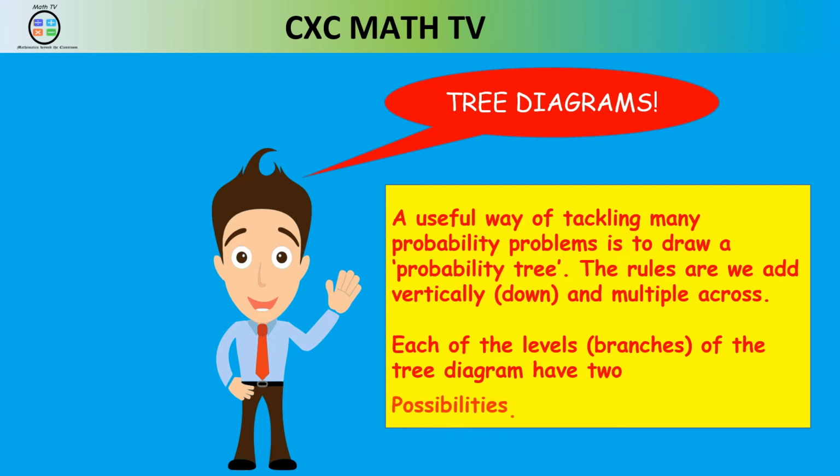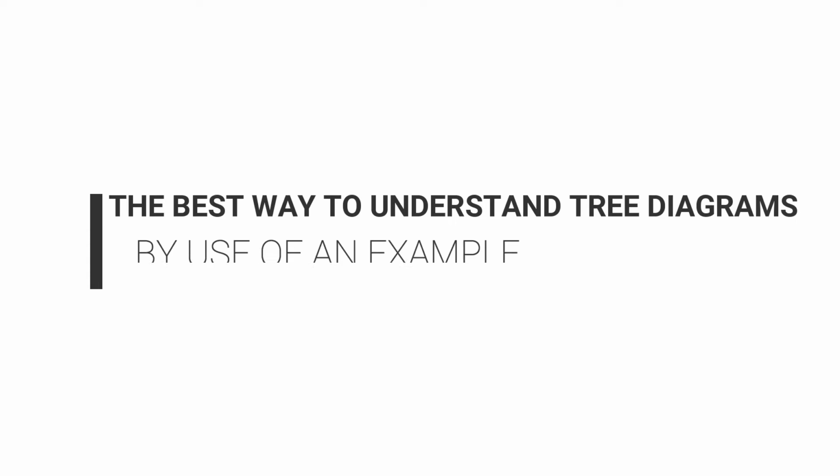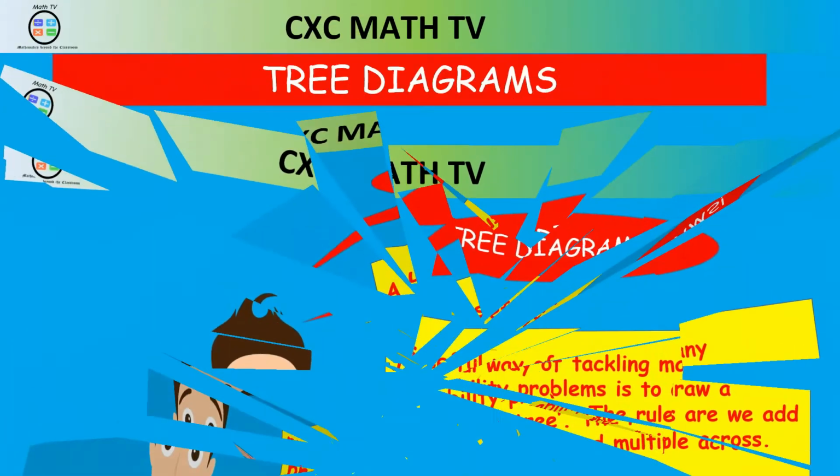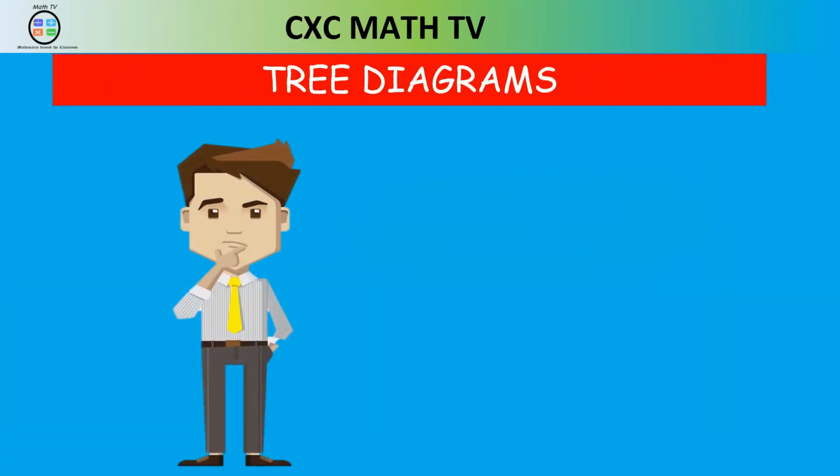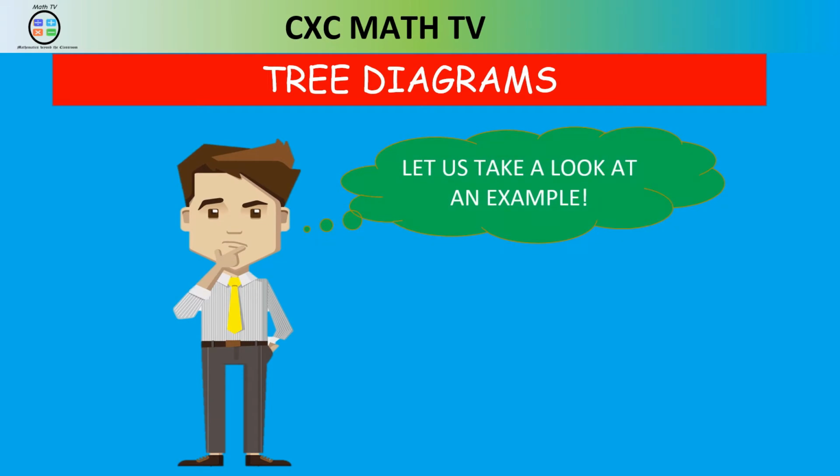The rules of the tree diagram are we add vertically down and we multiply going across. Each level or branch of the tree diagram always has two possibilities. Now, the best way to understand a tree diagram is to actually do a question and see how we utilize it. So let's look at an example right here.